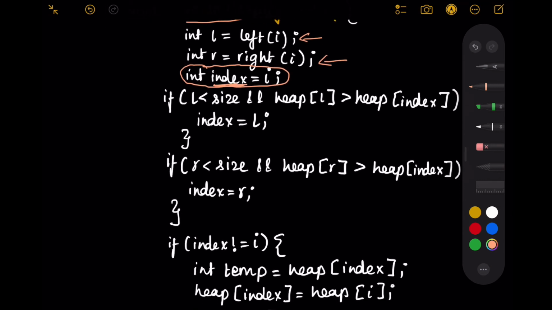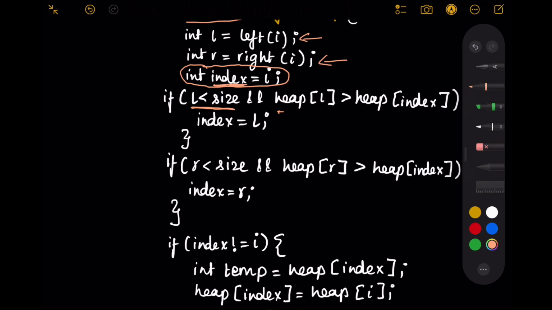Here we first check that the index of the left child that we have got should be within the limit, that is, less than the size of the heap. So it should not go outside the bounds of the heap. And we check if the left child is greater than the element itself. The variable index, which will eventually hold the index of the greatest element, is right now holding the index of the current element. So here we are checking whether the left child is greater than the current element. If it is, then we update the index variable. We store the index of the left child in the index variable.